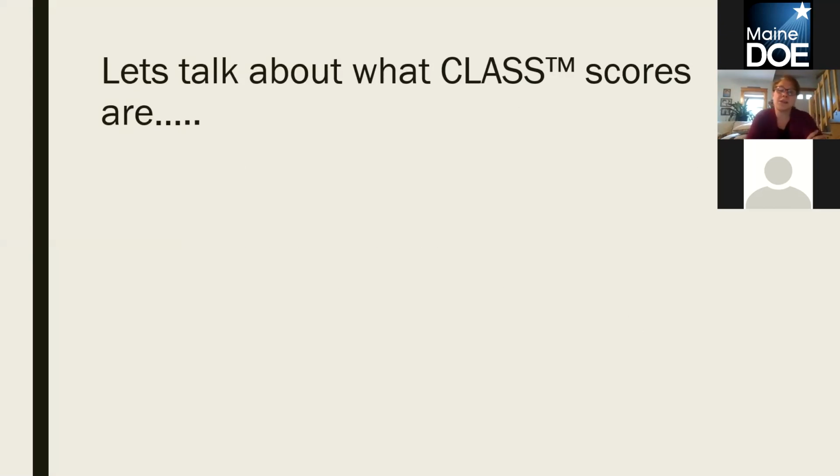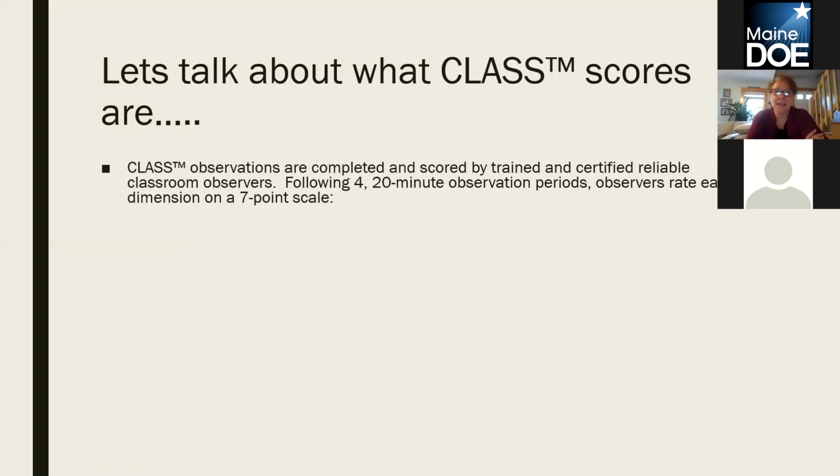So let's talk about what CLASS scores are. CLASS observations are completed and scored by trained and certified reliable classroom observers. There is a test once a year that we have to take to continue our reliability in order to do CLASS observations. There are 4 20-minute observation periods during one classroom day, and following that, observers rate each dimension on a 7-point scale as follows.